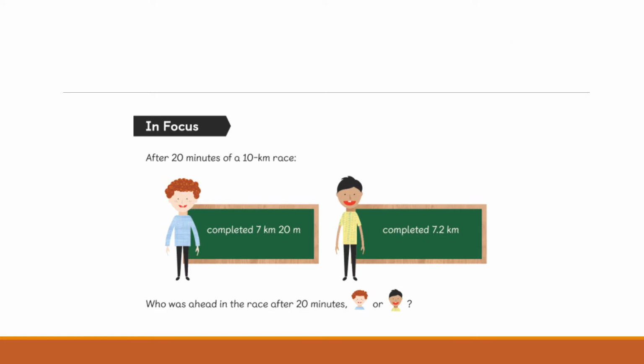Here is your in-focus task for today. It says that after 20 minutes of a 10-kilometer race, the boy on the left has completed 7 kilometers and 20 meters, and the boy on the right has completed 7.2 kilometers. And the question is, who was ahead in the race after 20 minutes? Can you use yesterday's learning to try and help you complete this? Is there anything we can do similar from centimeters to meters to kilometers and meters?